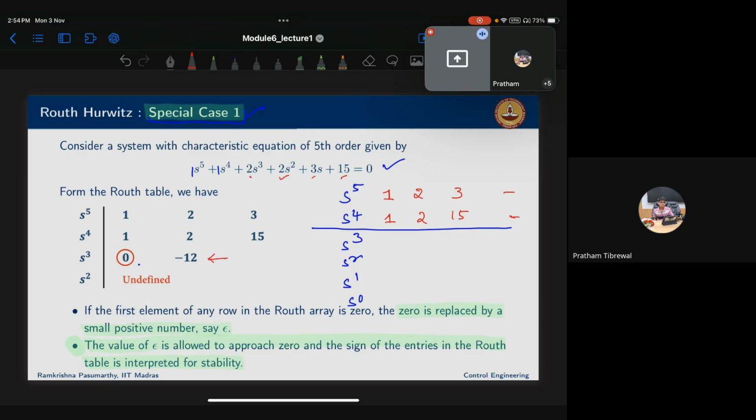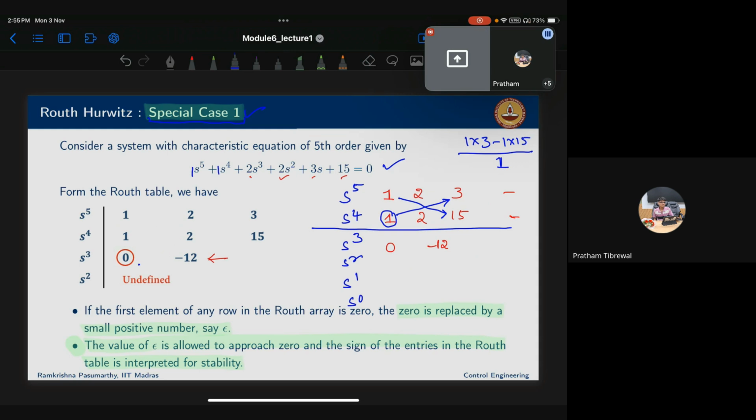So we get this after doing the next step. Now what happened here is we are getting 0 here, and minus 12 here. How did we get minus 12? Minus 12 is this multiplied by this minus this multiplied by this, divided by this. That is, 1 multiplied by 3 minus 1 multiplied by 15 from the first row. That is minus 12. Clear? So every time the division is by the first element of the first row only.